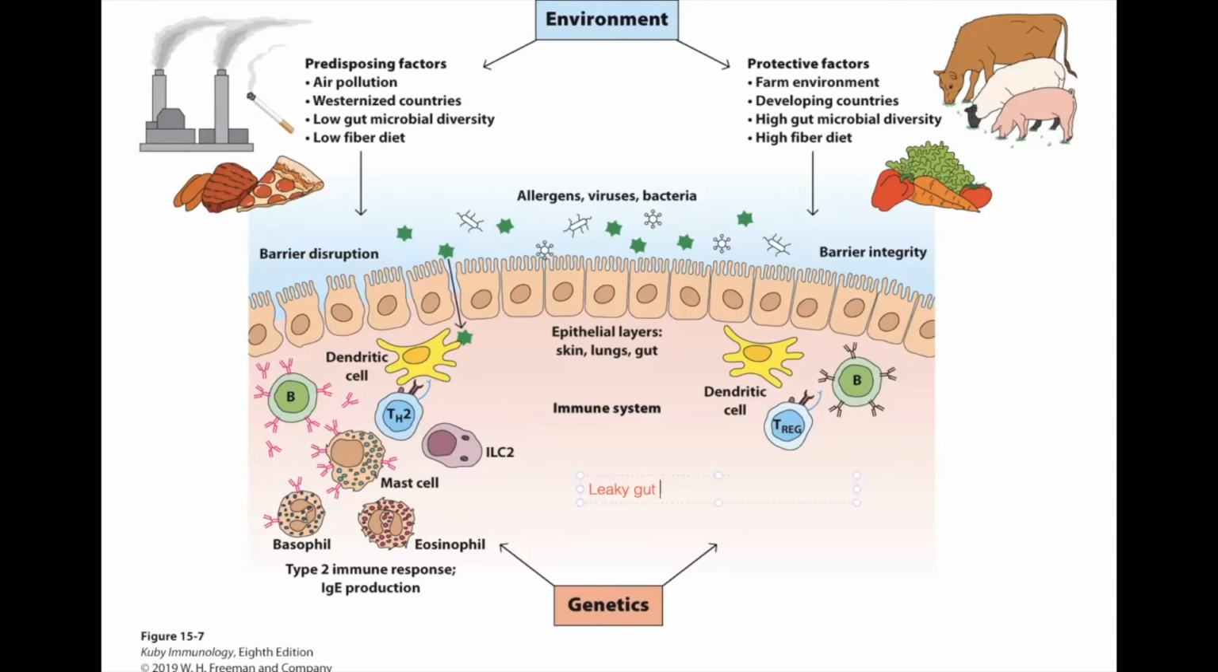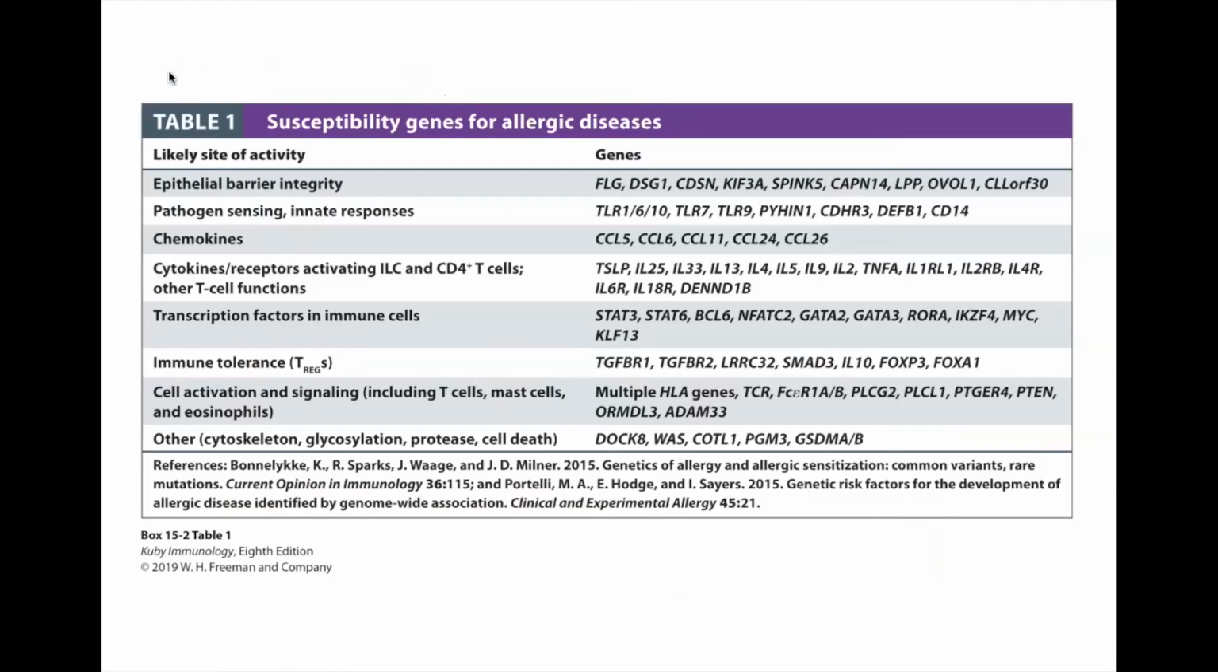There's a number of genetic factors also. So genetic factors can make it more likely that you're going to have eosinophils and basophils and mast cells present versus not having them present. So as I mentioned, there's a number of genetic factors that put you at risk. And so these are some of the different susceptibility genes that have been identified that lead to allergic diseases.